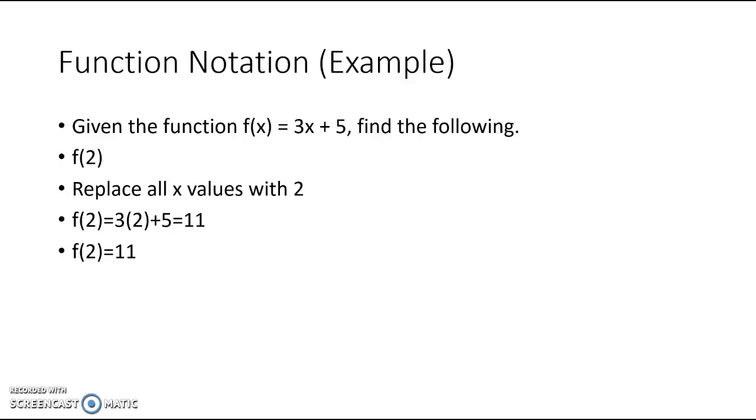So here, given the function f of x equals 3x plus 5, find the following, which would be f of 2. To find the function notation, we'll simply replace x with 2. So f of 2 equals 3 times 2 plus 5, which equals 11. Therefore, we'll write in a compact version, f of 2 equals 11.